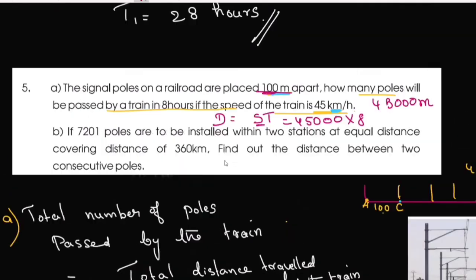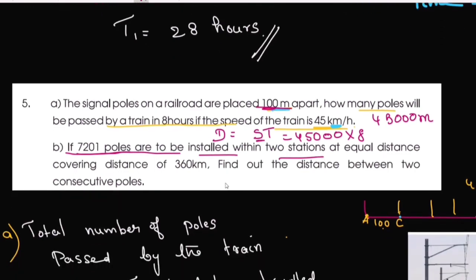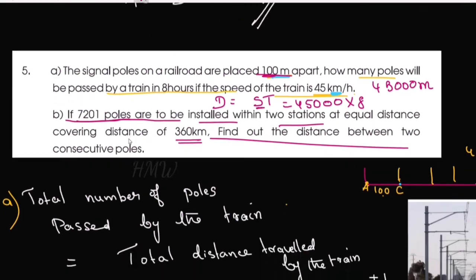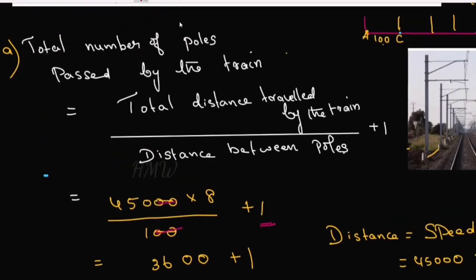Now the second part of the question is, if 7200 poles are to be installed between 2 stations at an equal distance, with a total distance of 360 kilometers, find the distance between 2 consecutive poles. So the total number of poles is given here. They ask you to find the distance between the poles.